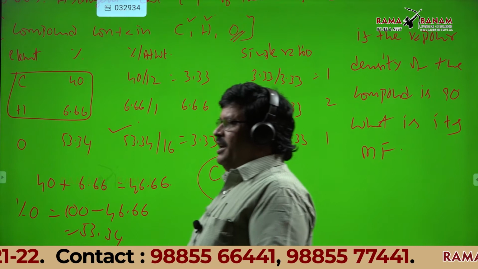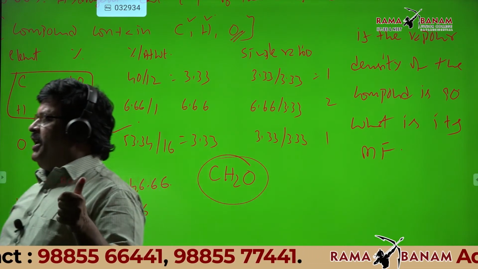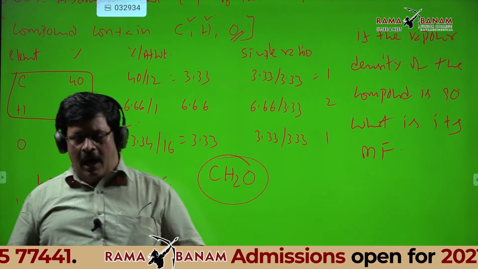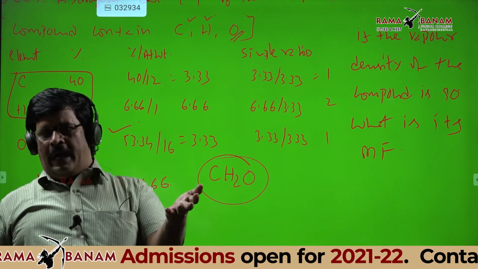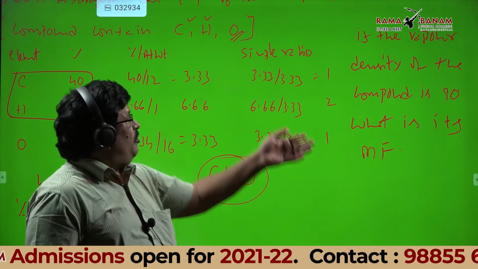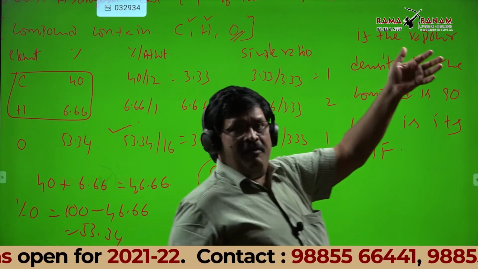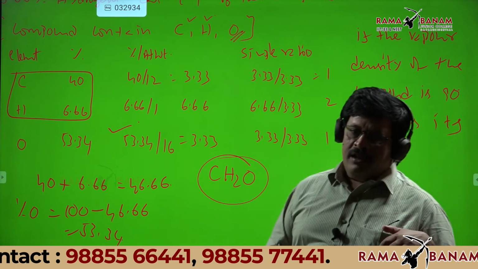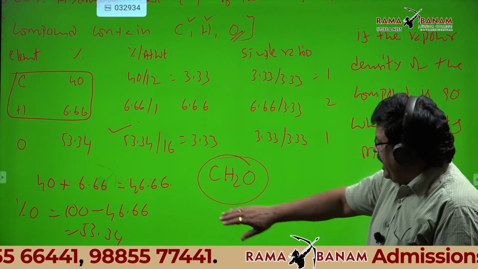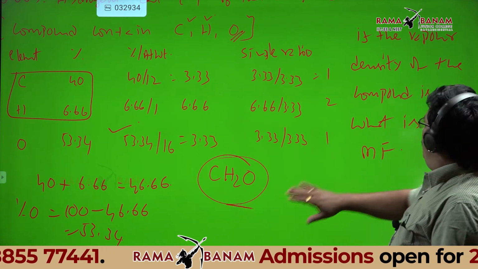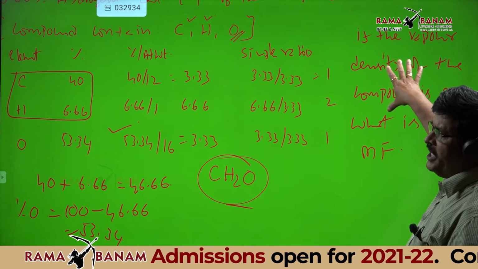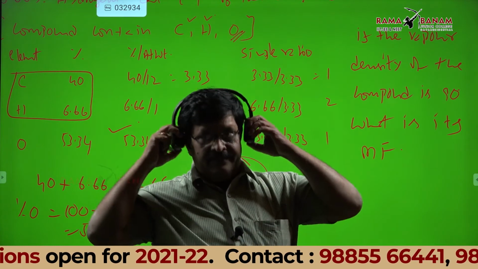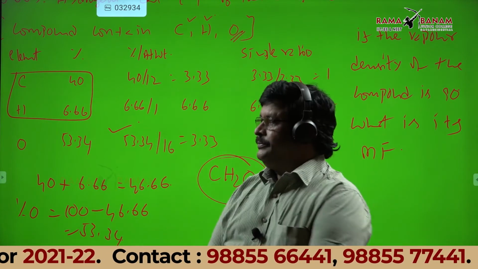Yeah, Devi, you are correct. Just wait for 2 minutes. All of you, please write the problem. If the vapor density of the compound is 90, then you only calculated the empirical formula. By using this extra information, can you calculate the molecular formula? Yes, sir. Do it.